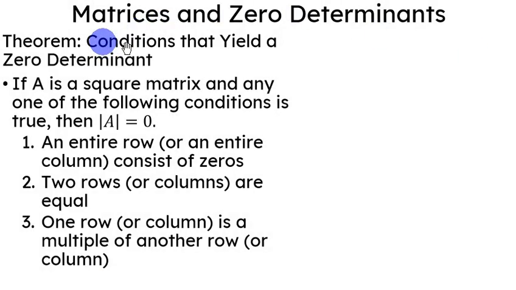So, there are 3 conditions that yield a 0 determinant. If A is a square matrix and any one of the following conditions is true, then the determinant is 0. First, if you have an entire row or an entire column consisting of zeros, like what we had a while ago. Second, two rows or columns are equal, they have exactly the same entries. And third, which is what we have, one row or column is a multiple of another row or column.